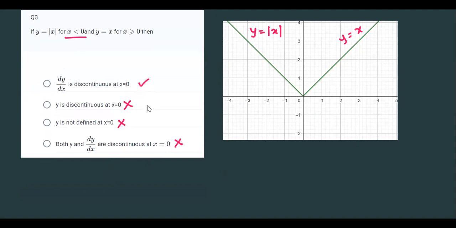Now, dy by dx is what? Slope. So if you draw this function, dy by dx for x less than 0 will be -1. That is the slope. The derivative is -1, as we have done in the previous problem. For the right hand side, the derivative, which is the slope, at any point on the curve you touch, you will get +1.